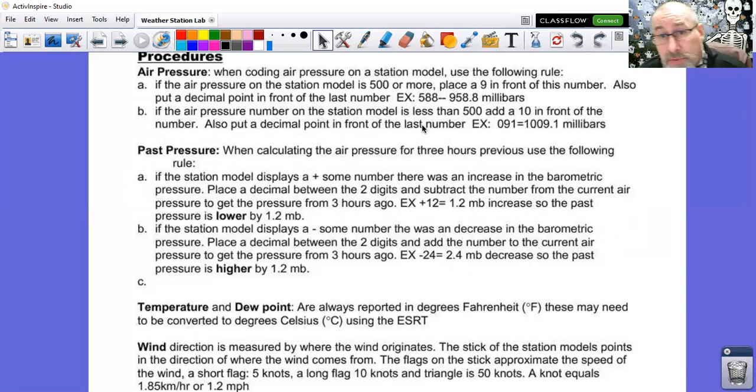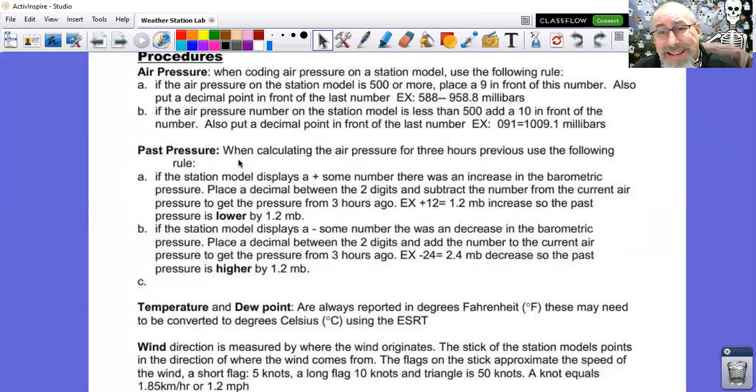So that's the rules for calculating the air pressure based on what we see. If it's 500 or more in that spot, so 500 to 999, we're going to put a 9 in front of it. Last digit is tenths. If it's less than 500, so 0 to 499, we're going to put a 10 in front of it, and the last digit is tenths place, and that's our measurement.